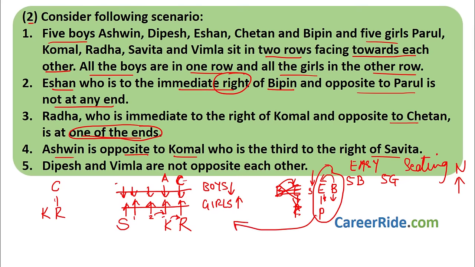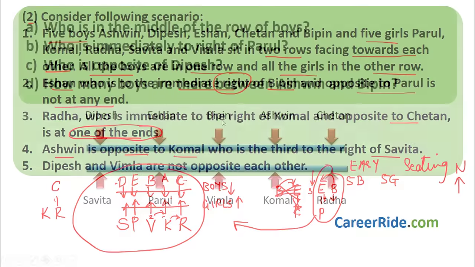Say if Bipin comes over here, Eshan comes over here, but Eshan cannot be at the corner, so Bipin cannot be over here, so Bipin has to be here, correct? So Bipin has to be here, so Eshan will come over here. Opposite to Eshan is Parul, and Vimla is another girl, so Vimla will come over here. Dipesh will come over here. So this is our sitting arrangement. Let's use this to solve the questions asked on it.